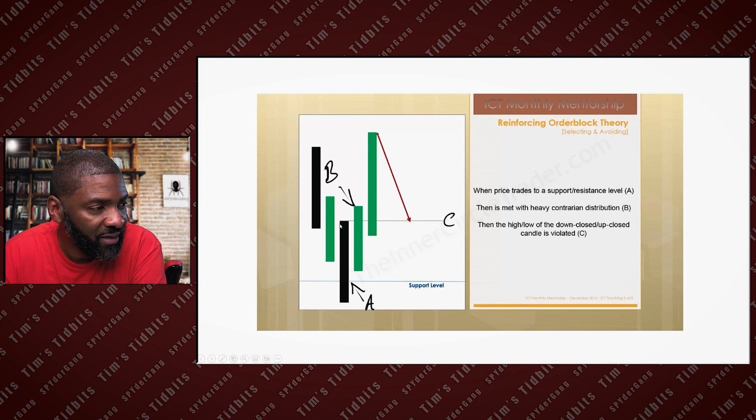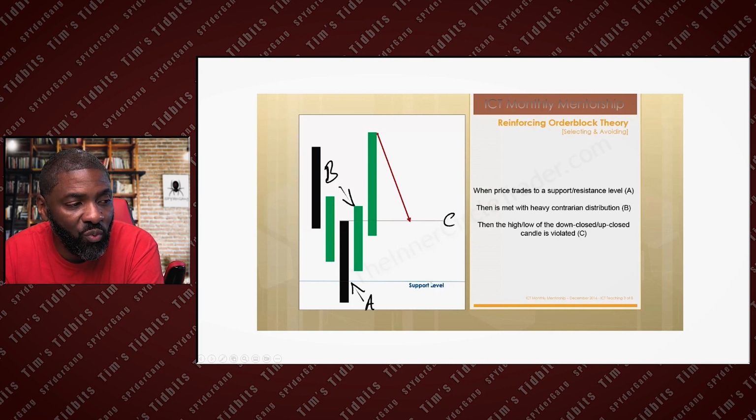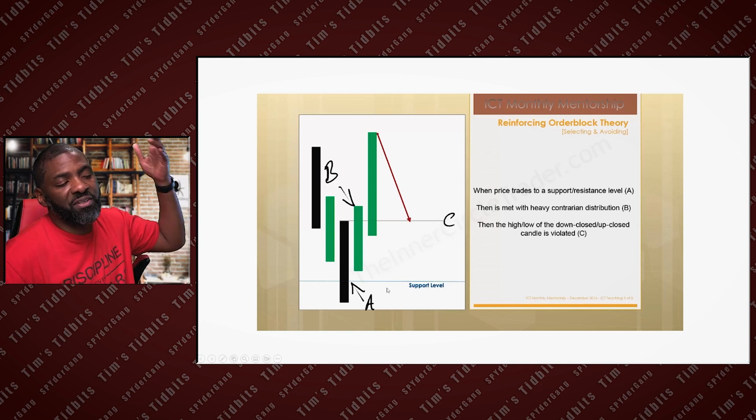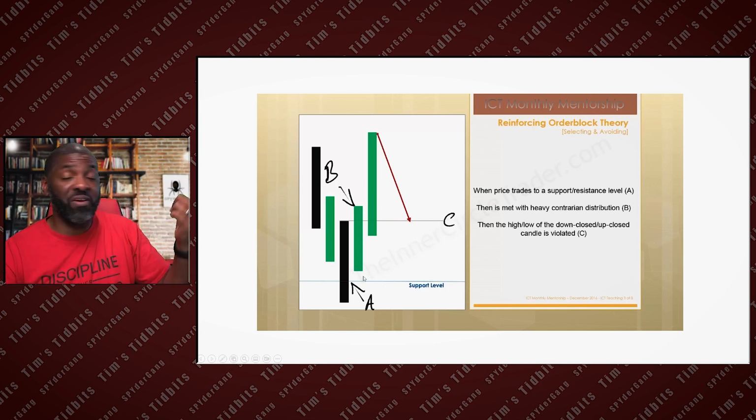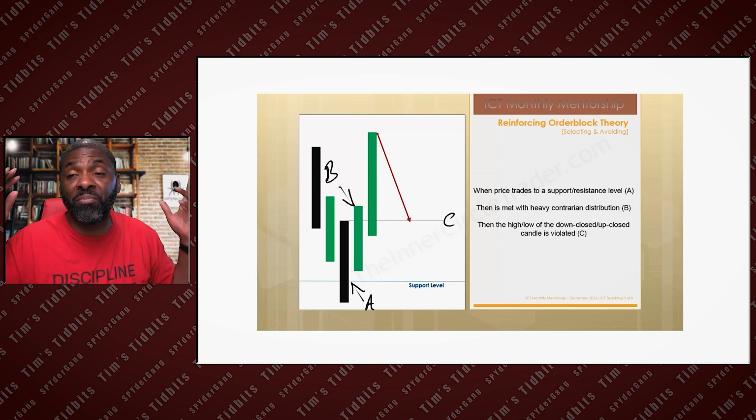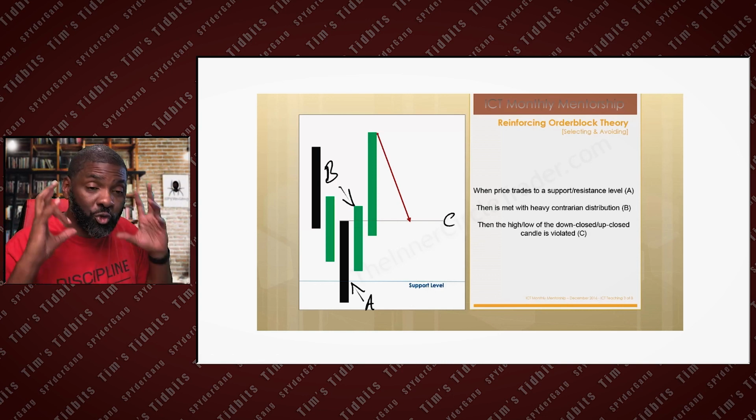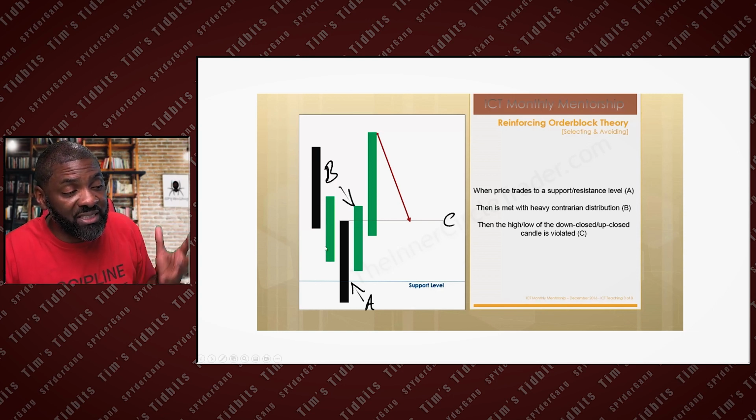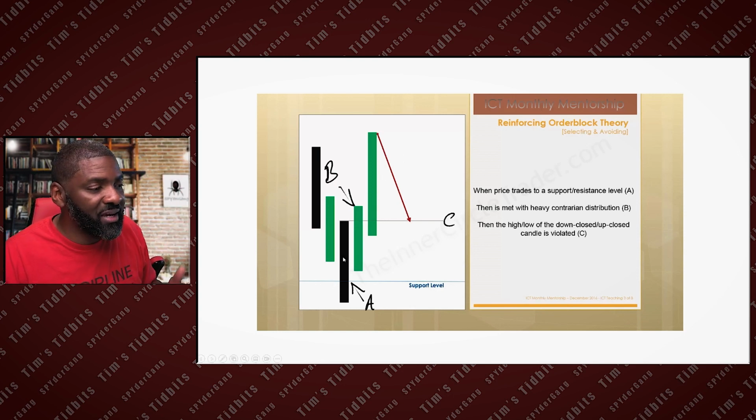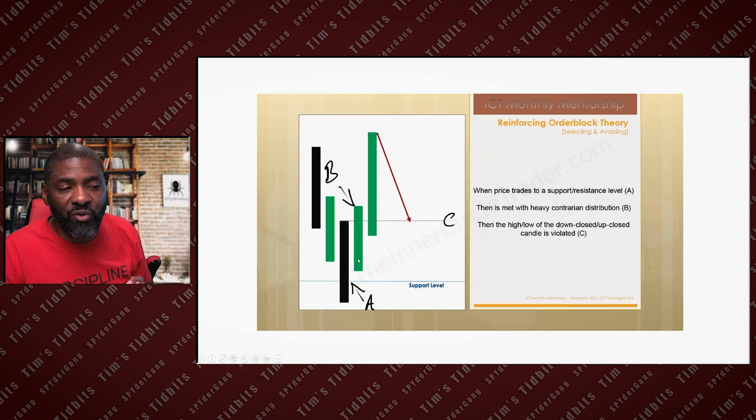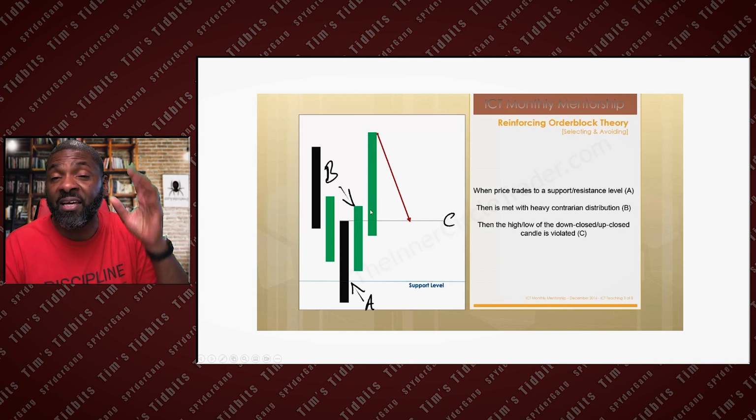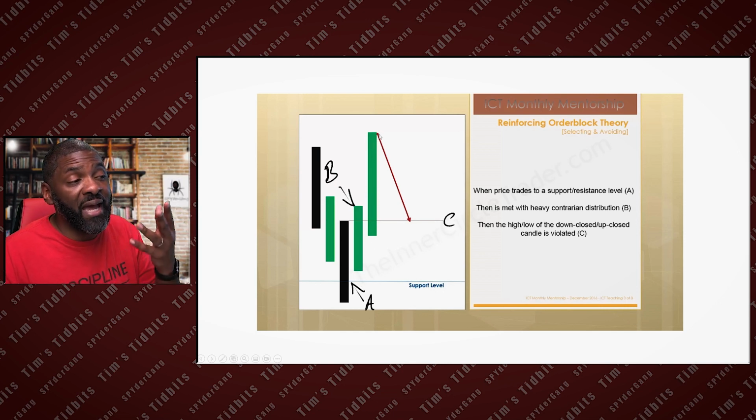So here's A, right? When price trades to a support level, we're coming down to what? A support level. This support level can be a prior low. It can be a fair value gap. It can be another order block. Any type of support, true support, when price trades down to it or up to it, in the other case, right? It can come to it, it can trade through it, but when it gets to that price level, that price support or price resistance, you get heavy contrarian liquidity, heavy distribution in the opposite direction, right? So boom, we got heavy distribution.